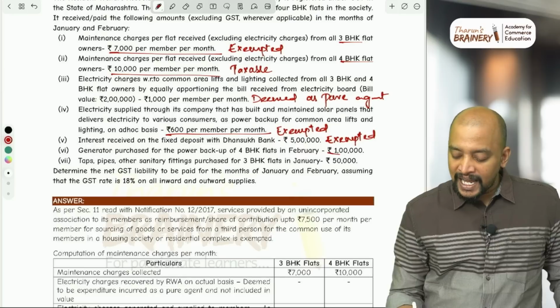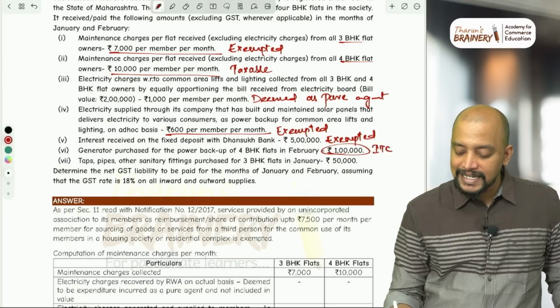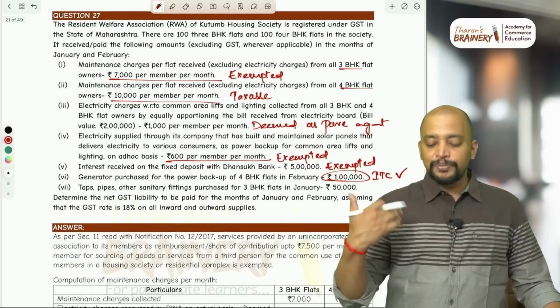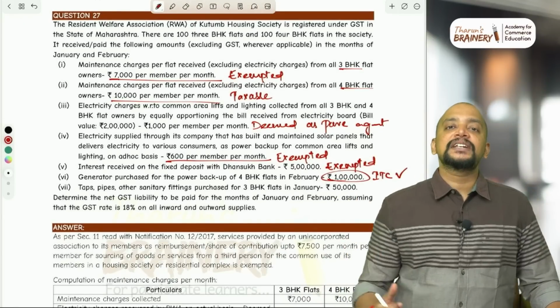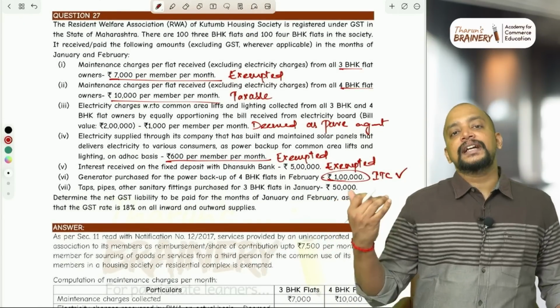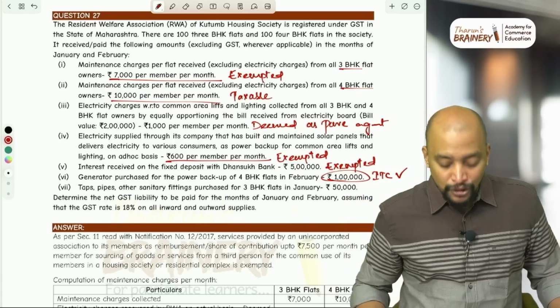So on this 1 lakh, can we take ITC? Yes, ITC is available. Why? Because 4 BHK flats, outward supply, that is maintenance charges, is taxable. Due to that reason, ITC is available on generator purchased for 4 BHK flats.